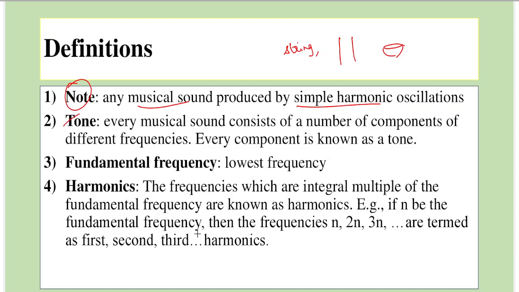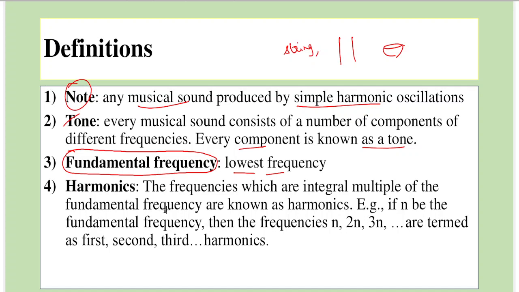Second is tone. Now we know that every music consists of a number of different frequencies. If we look at any concert or any music, there will be different frequencies. They're called components. Each component is known as a tone. Now since the music contains a number of frequencies, there will be a frequency with the lowest value. That frequency is called the fundamental frequency. So the fundamental frequency is the lowest frequency.